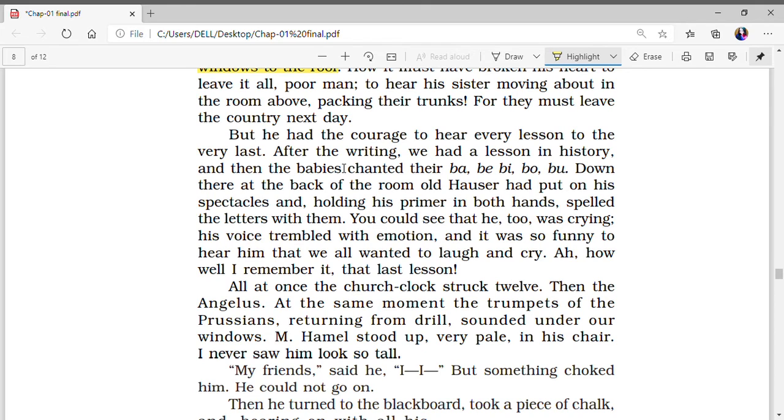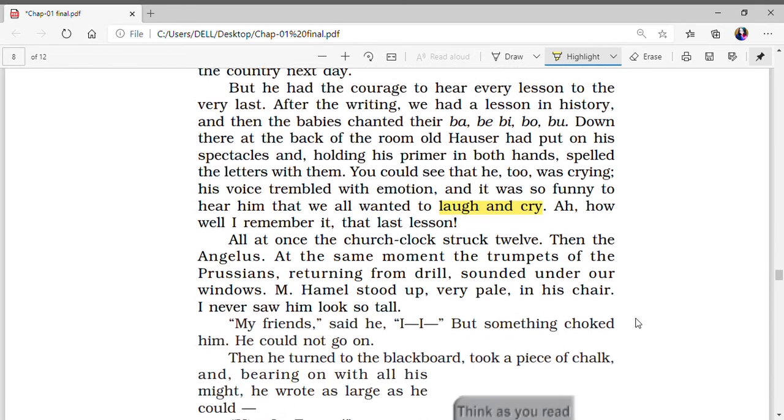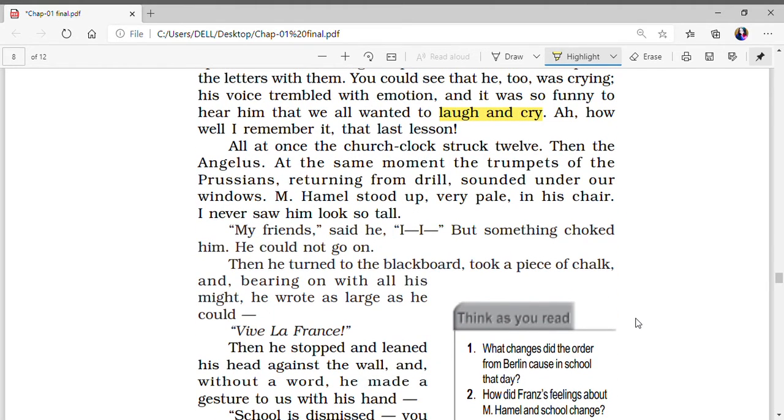His voice trembled with emotion, and it was so funny to hear him that we all wanted to laugh and cry. So you can notice a mix of emotion in people: something funny is happening to them, they also want to laugh, but they are so overwhelmed with emotion that they cannot contain their grief, and they are also crying at the same time. How well I remember it, that last lesson. And that last lesson is quite well remembered by the child because of the emotional attachment, of course.